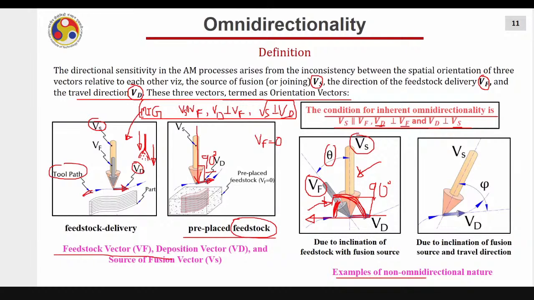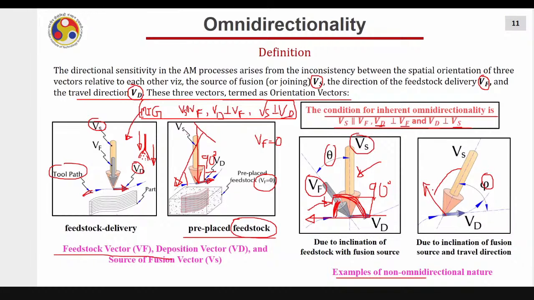Let me just consider another example where maybe the powder feedstock is at 0, it is at rest, it is not moving, but you may deflect your laser beam away from center. In that case, what will happen? There will be an angle between Vd and Vs. Earlier it was 90 degrees, now this angle has changed and it is represented here by phi. You move in another direction, this angle will again change. Hence, the angle between Vs and Vd is not consistent. If the angle is not consistent throughout the process, when you move anywhere on the machine, the process is not omnidirectional. So I hope the definition of omnidirectional is clear.